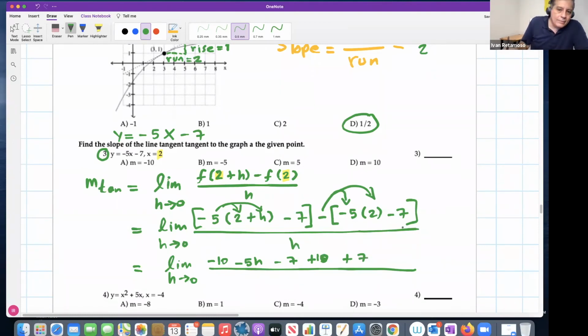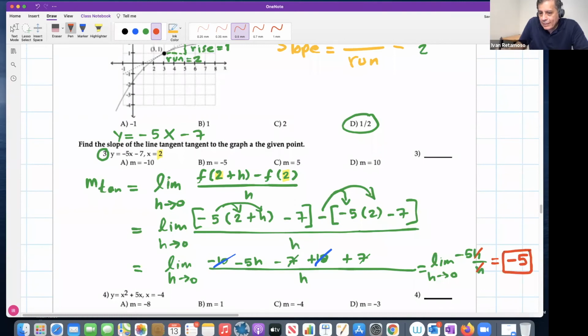Professor, you said simplifications will come along. Yeah, here, negative 10 with 10, they cancel, 0. So 7 and 7 also cancel, 0. So this is just equal to the limit as h approaches 0 of negative 5h over h. But h over h is just 1, right? They cancel. So we end up with a constant function negative 5, whose limit is just negative 5, right?